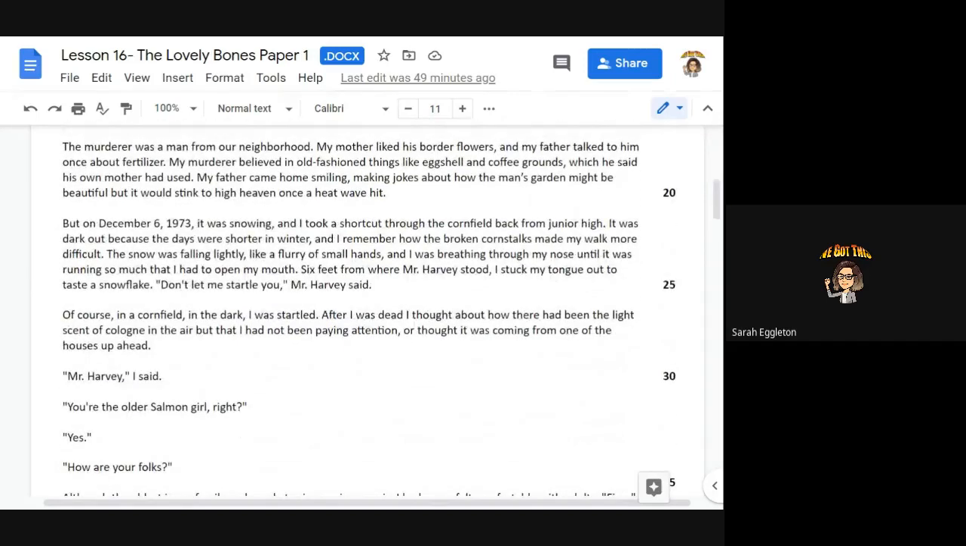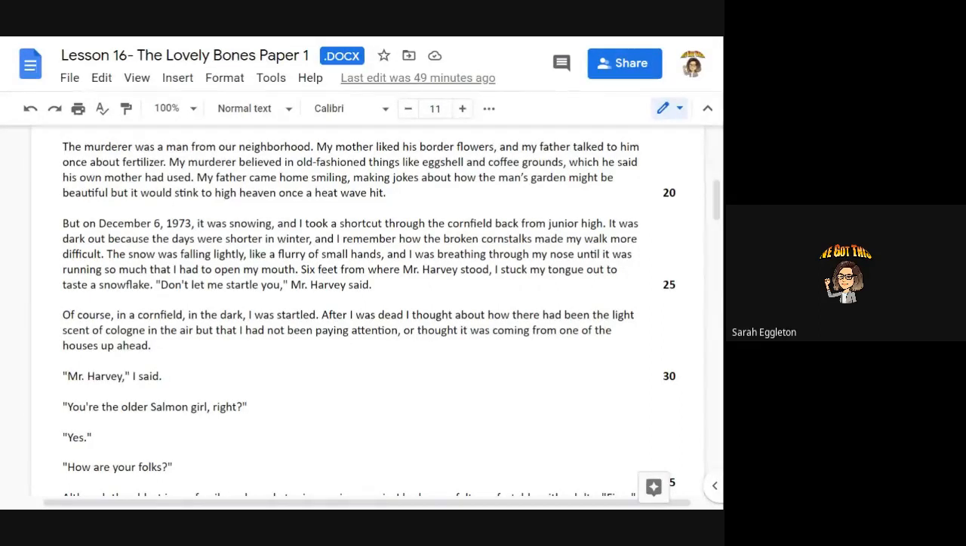The murderer was a man from our neighbourhood. My mother liked his border flowers, and my father talked to him once about fertiliser. My murderer believed in old-fashioned things like eggshell and coffee grounds, which he said his own mother had used. My father came home smiling, making jokes about how the man's garden might be beautiful, but it would stink to high heaven once a heatwave hit.